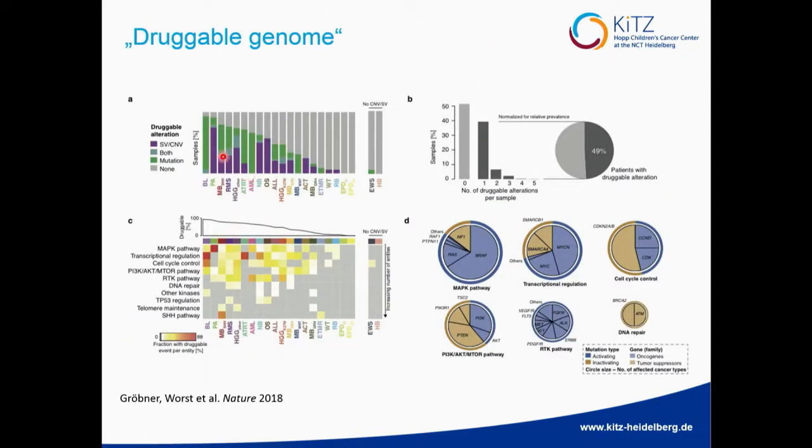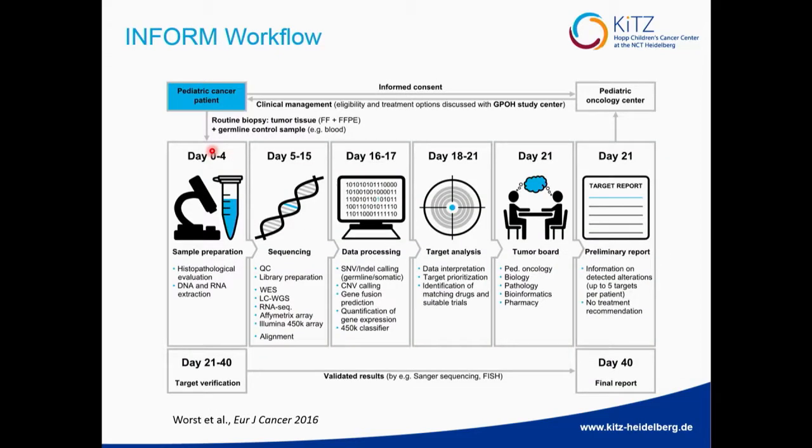We have just recently published an article where we also try to infer druggable genetic hits in pediatric diseases, and you can see that there's a huge variability between the different diseases in terms of how often we can find a druggable target for these cases.